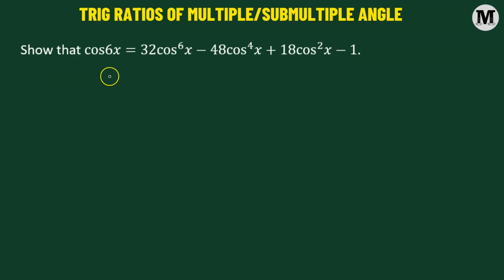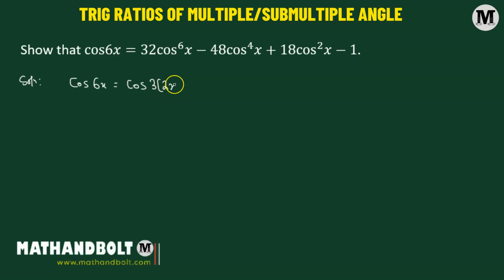So in this problem, we need to show that cosine of 6x is given by the expression on the right hand side. Let us begin. So we'll start the problem from the left hand side. We have cosine of 6x, but we are going to express cosine of 6x as cosine of 3 times 2x.